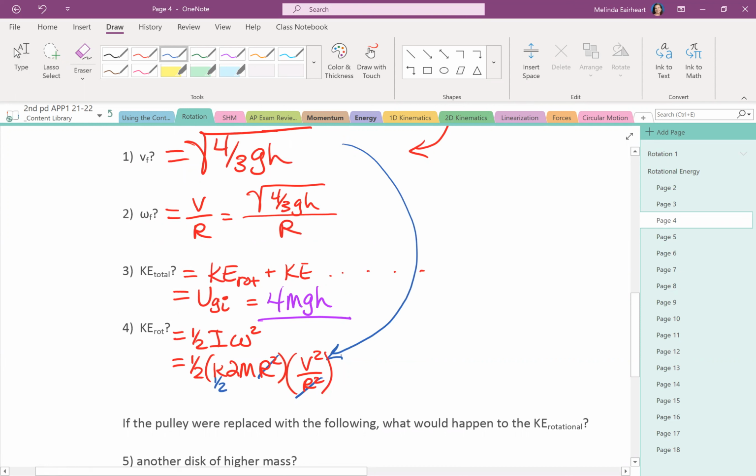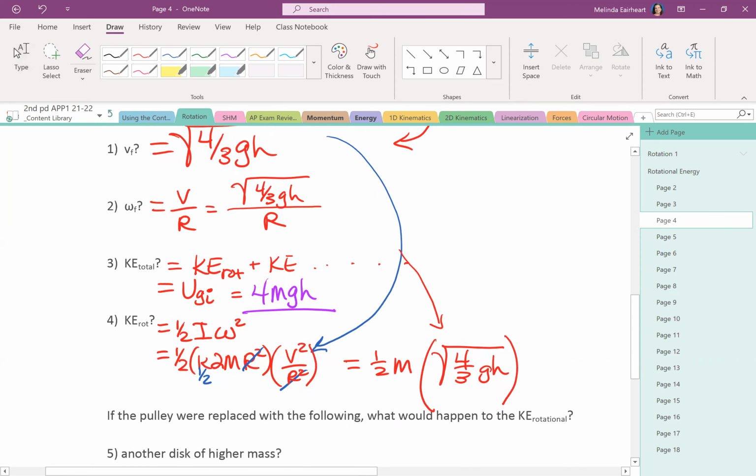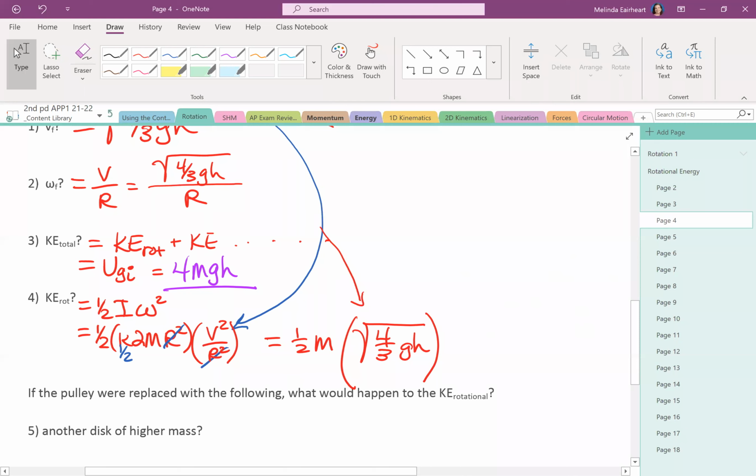Messy algebra. Let's do it one step at a time. I'm going to do the 1/2 of 2, which ends up 1/2 M. And then the V, we got the square root of 4/3 GH. No, I don't like that. Oh, we got to square it. Square it. Okay. I was like, no, I remember the answer being cleaner.